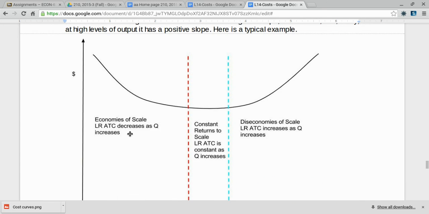The third region is to the right of the cayenne dotted line. This region is where the firm is experiencing diseconomies of scale. Diseconomies of scale occur when long-run average total cost increases as quantity increases. This means the long-run average total cost curve has a positive slope.